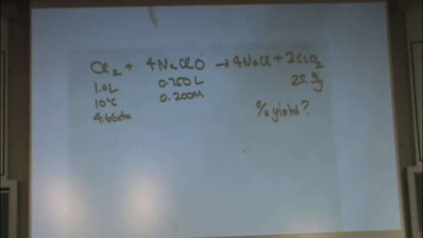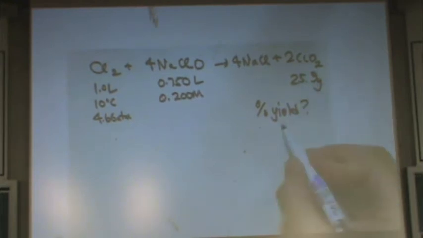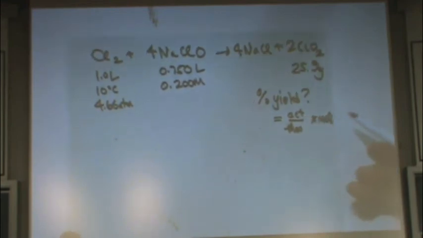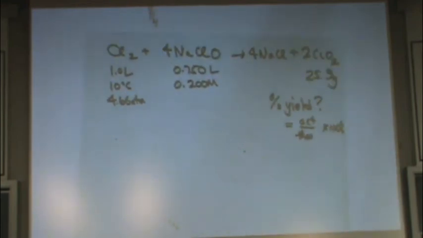Okay. So I should get a number bigger than this because this is my actual, and remember it's actual divided by theoretical, what you calculate, times 100. And this is less than 100%. So the actual must always be smaller. Okay, so let's try this.